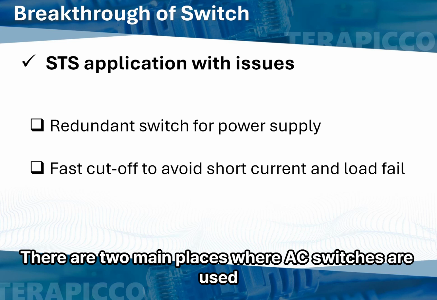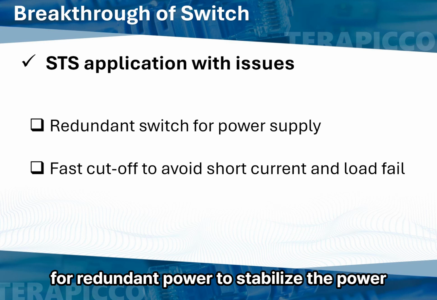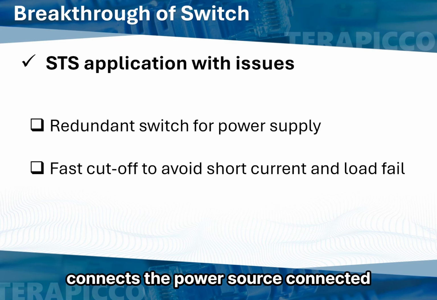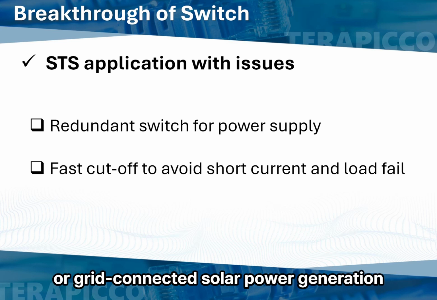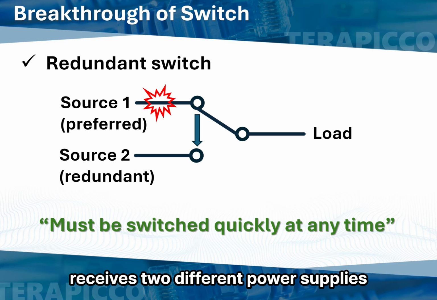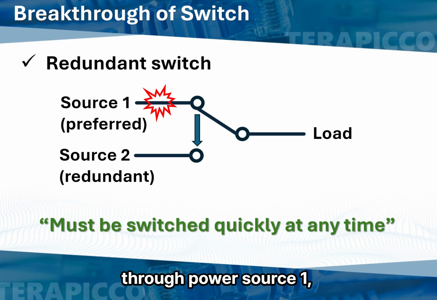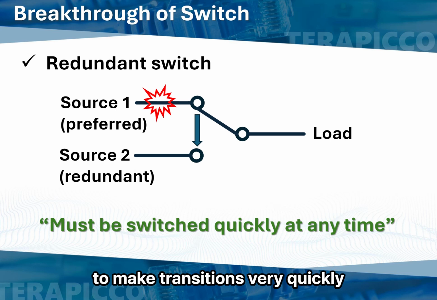There are two main places where AC switches are used. First, an AC switch is used for redundant power to stabilize the power. The second is a switch that connects the power source connected to the electric vehicle charger or grid-connected solar power generation. The switch used for redundant power supplies receives two different power supplies and normally supplies power to the load through power source 1, but switches to power source 2 when a problem occurs with power source 1. The job of these switches is to make transitions very quickly.